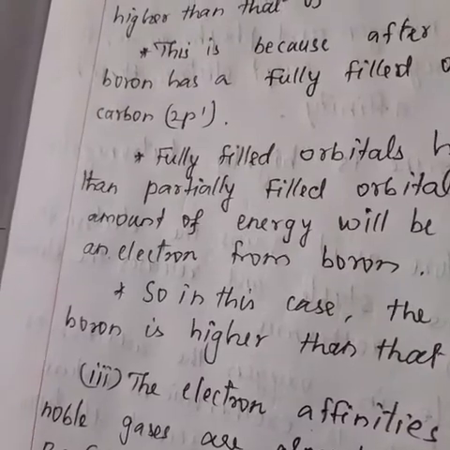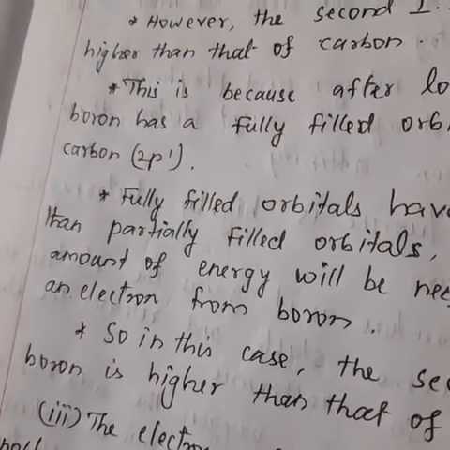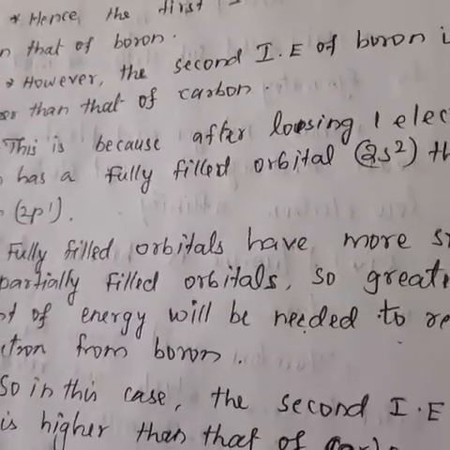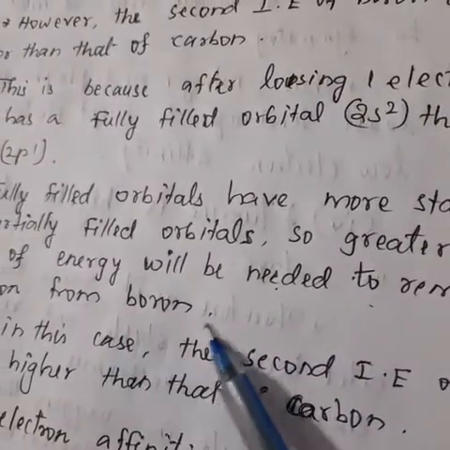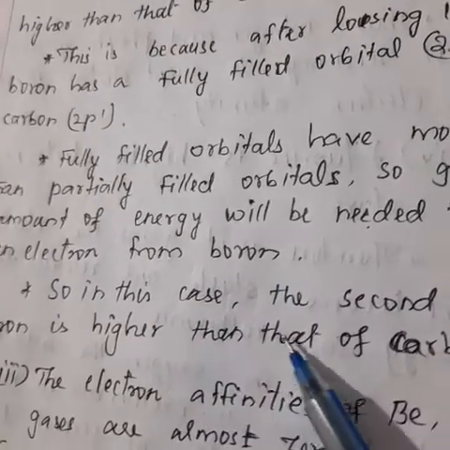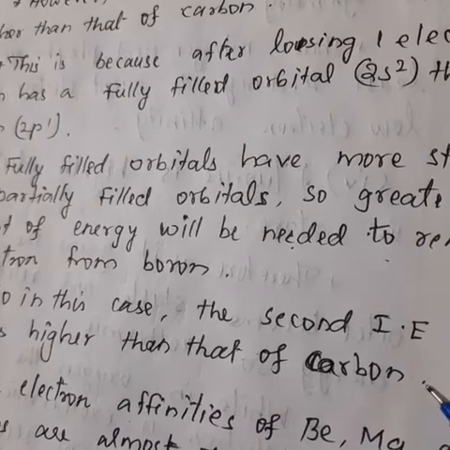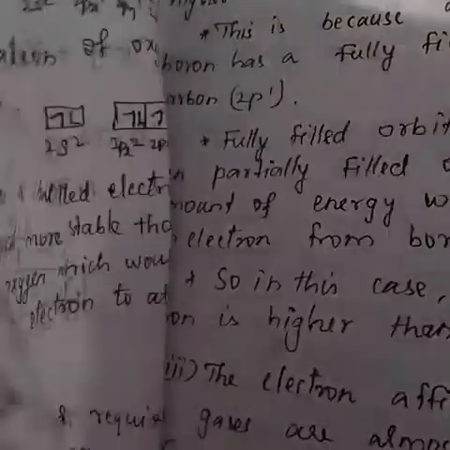This is because after losing one electron, boron has a fully filled orbital 2s2, compared to the carbon 2p1. Fully filled orbitals have more stability than partially filled orbitals. So a greater amount of energy will be needed to remove the electron from boron. So in this case, the second ionization energy of boron is higher than that of carbon. And this is the second question. What is the third question?